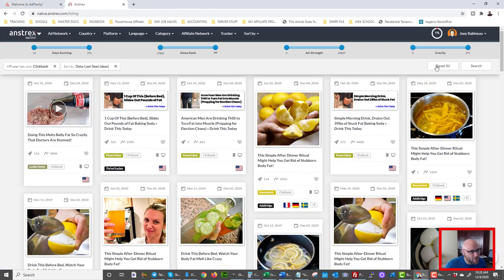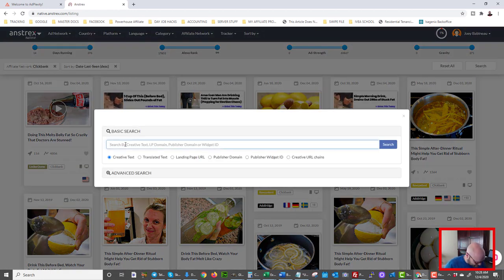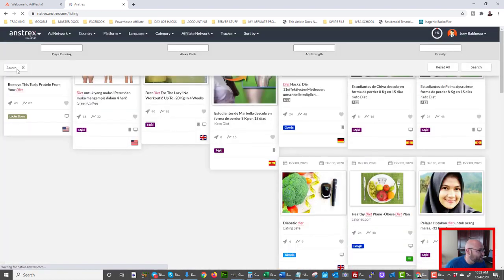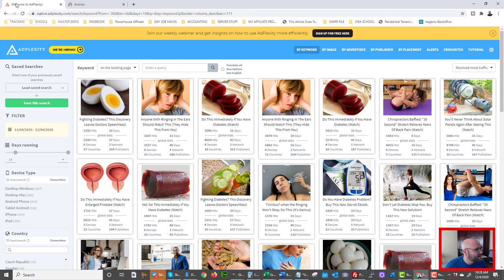On Anstrex, it's a little more, I guess, cumbersome. You have to come in here, you click on search, but watch what happens when I hit a new search here and I search diet. It's going to reset all of my other previous stuff. Now I'm back to 1 day, took away my network, everything, so now I have to start over, okay? I don't like that. It's a glitch, I think, in Anstrex. They shouldn't have it like that, okay?